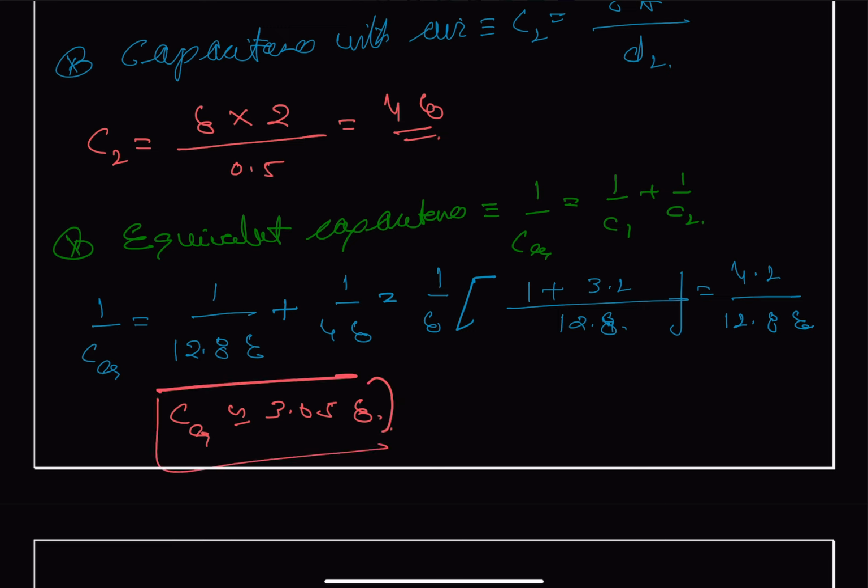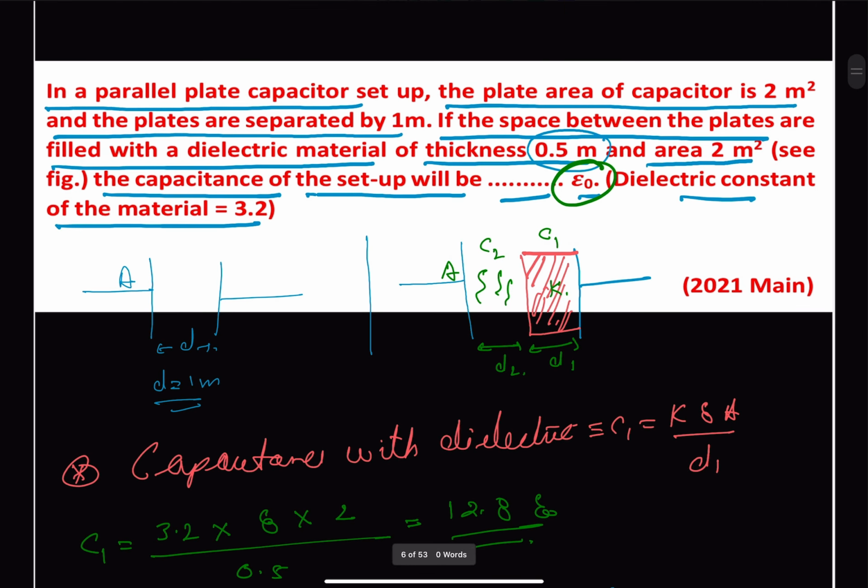So we can see this is equal to 3.05 times epsilon naught. Next question.